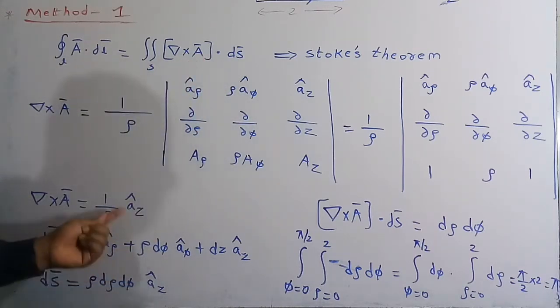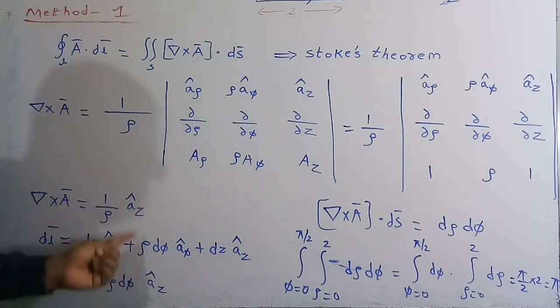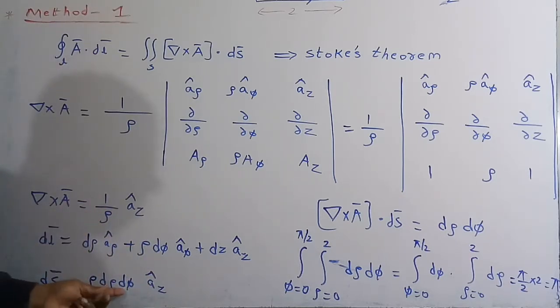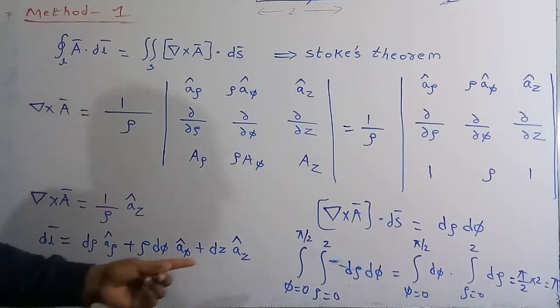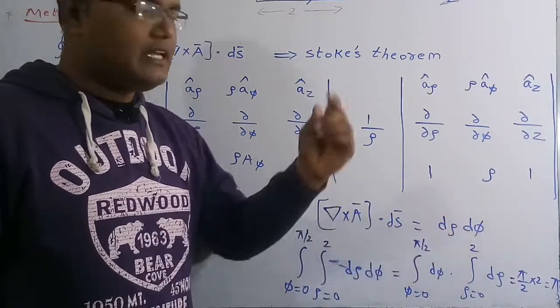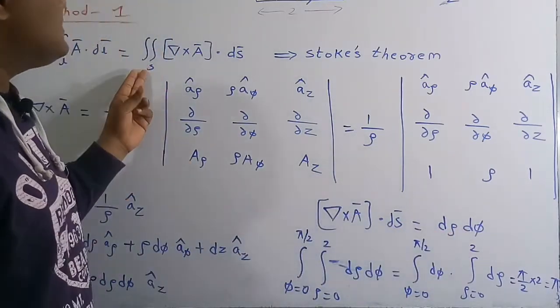If you do the dot product of these two vectors, both are az cap, and az cap dot az cap will become 1, and here 1 by rho into rho d phi. So rho gets cancelled. Finally we will get d rho into d phi. Therefore del cross A bar dot ds bar is equal to d rho d phi. And now we have to do the surface integral.